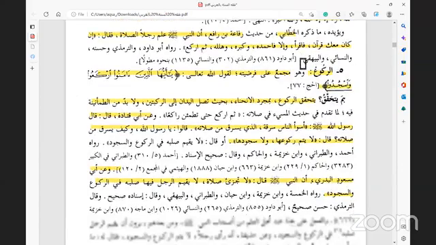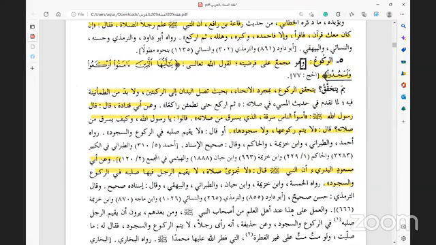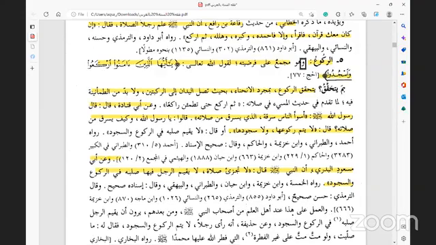Now the other part is the ruku'. So to do the ruku', what is a ruku'? A ruku' basically means to bend. How much to do it?